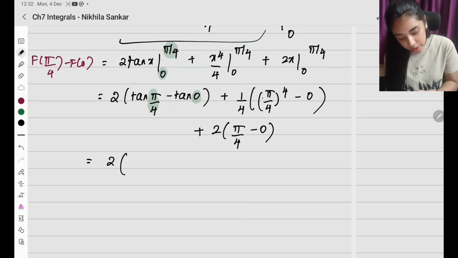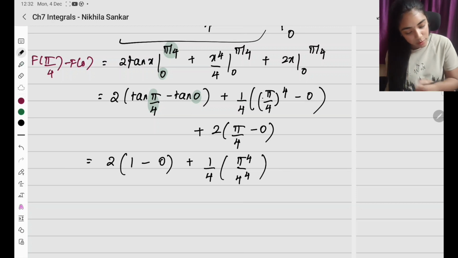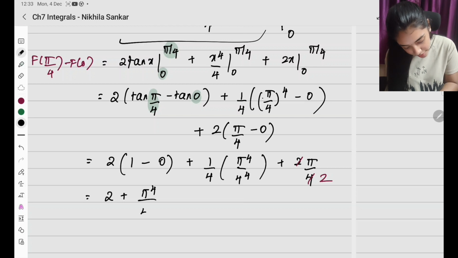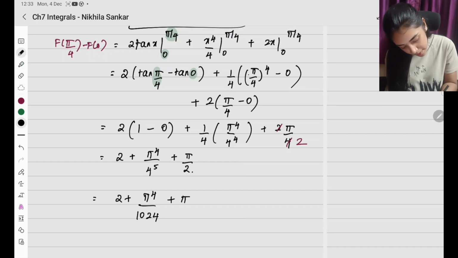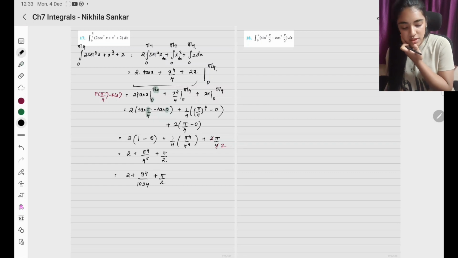So this is 2 times tan pi by 4, tan 45, which is 1, minus tan 0 is a 0, plus 1/4 times pi power 4 divided by 4 power 4 minus 0, அது போயிடும், plus 2 times pi divided by 4. So what gets cancelled? இந்த இடத்துல இது மட்டும் தான் cancel ஆகுது. So my answer is going to be 2 plus pi power 4 divided by 4 to the power 5 plus pi divided by 2. இந்த இடத்துல 4 to the power 5 நீங்க பண்ணலாம். So 2 plus pi by 4 divided by 1024 plus 5 divided by 2. 4 4s are 16, 16 16s are 256, 256 into 4 is 1024.